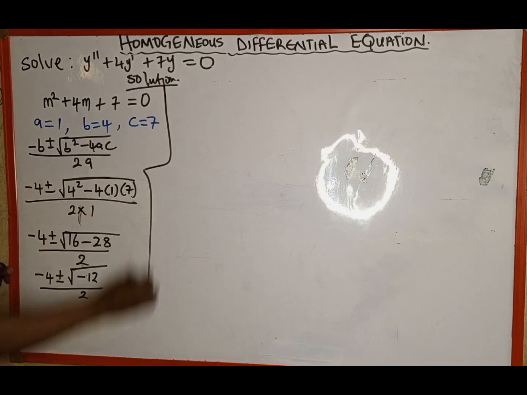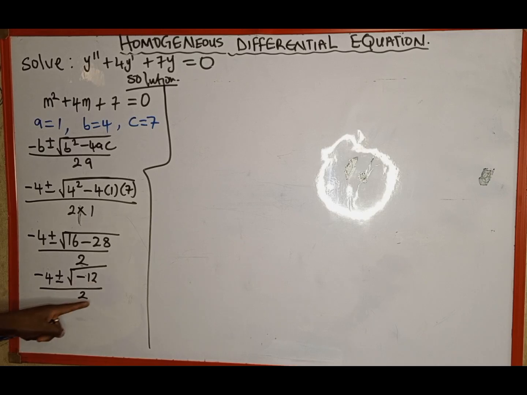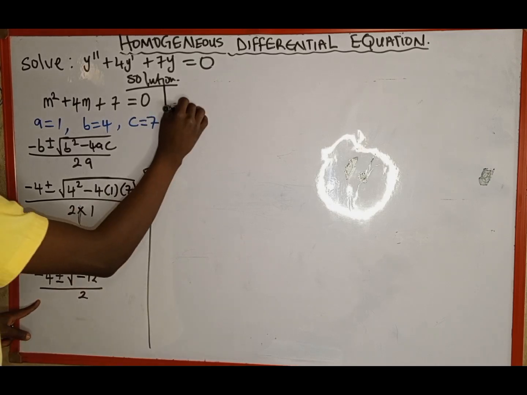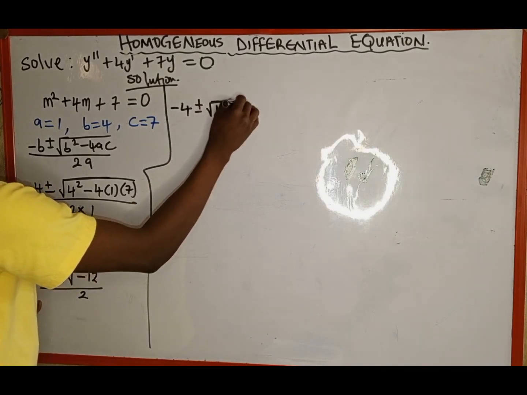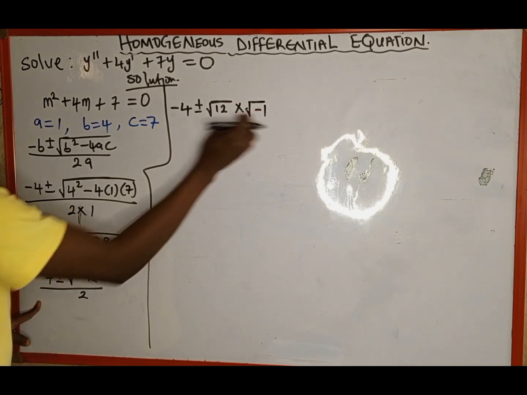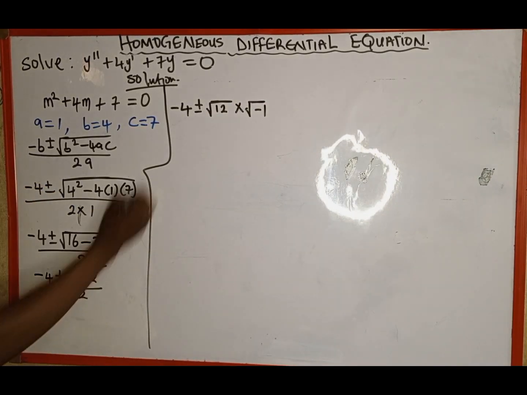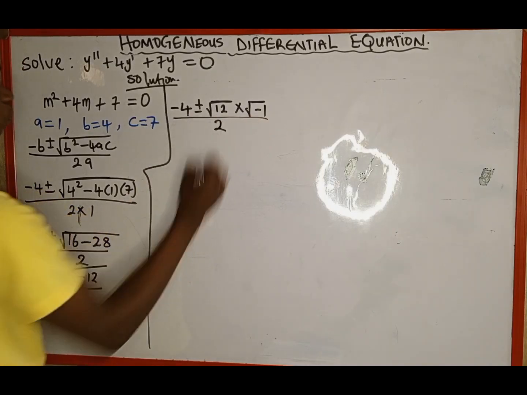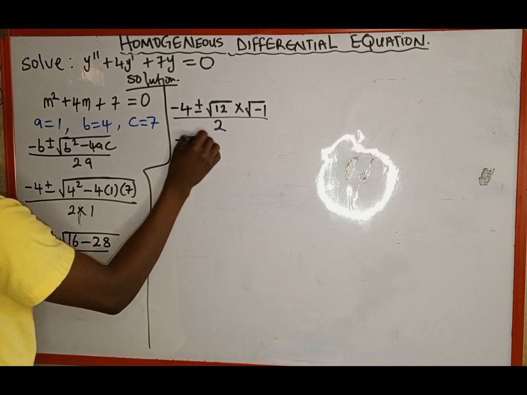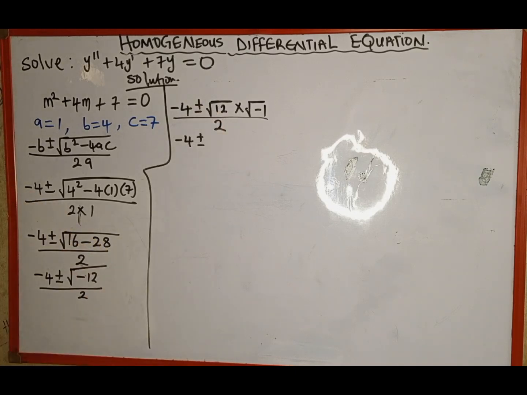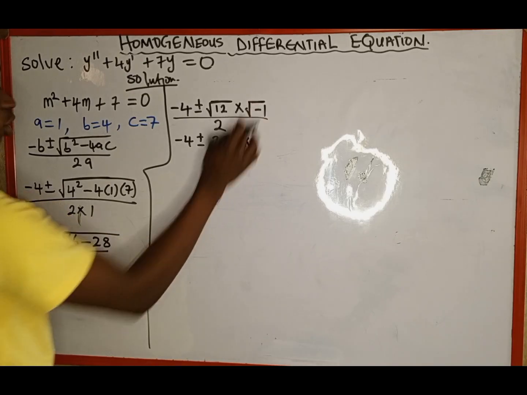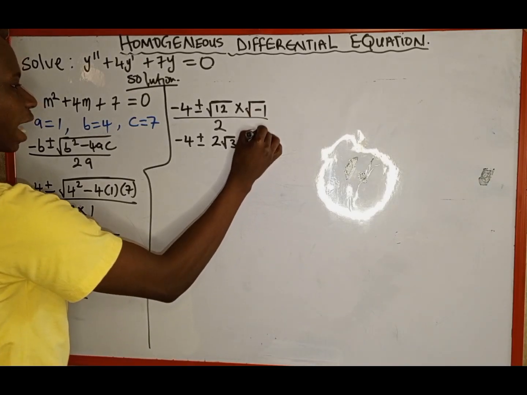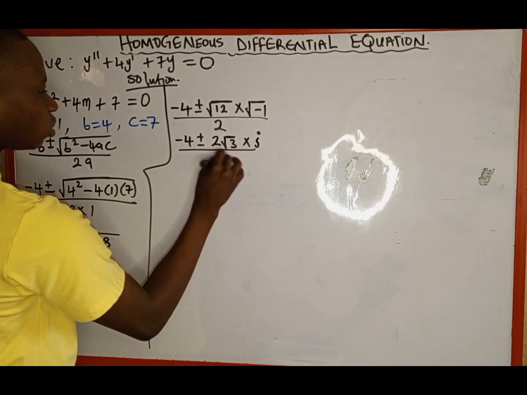You cannot take the square root of minus 12 directly, but according to the law of surds, it can be written as square root of 12 multiplied by square root of minus 1. You multiply this to still give us square root of minus 12. Then everything over 2. So now we are going to have minus 4 plus or minus square root of 12, which is going to give us 2 root 3. Then multiplied by square root of minus 1, which is going to give us i. Then everything over 2.